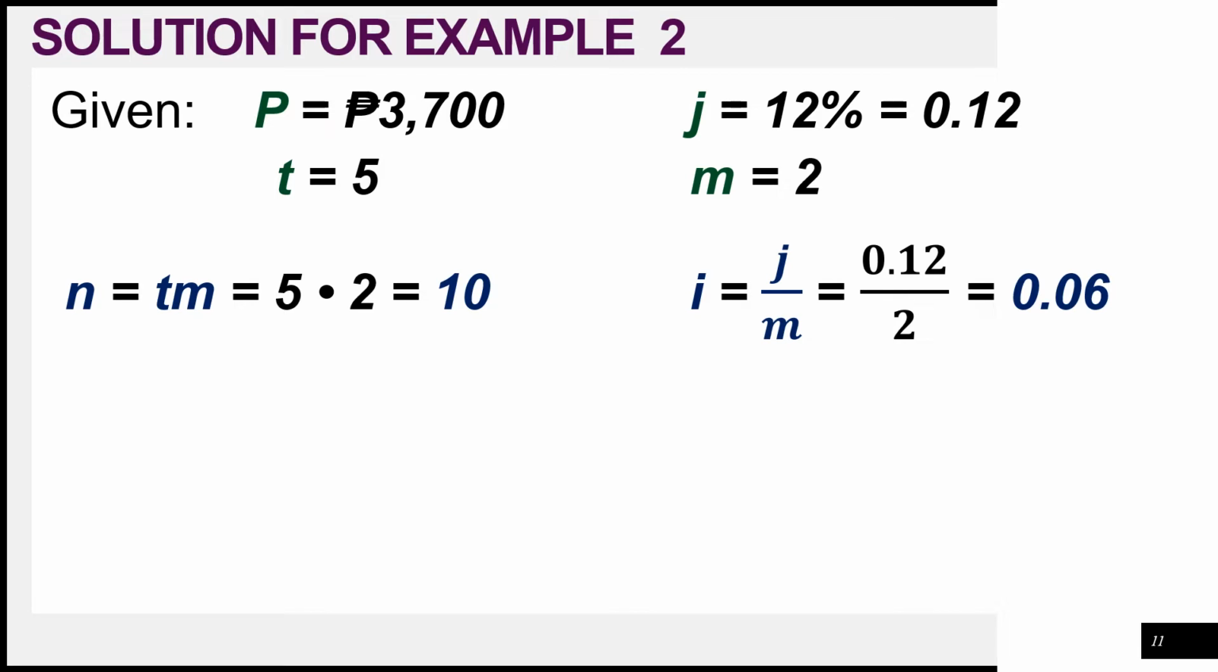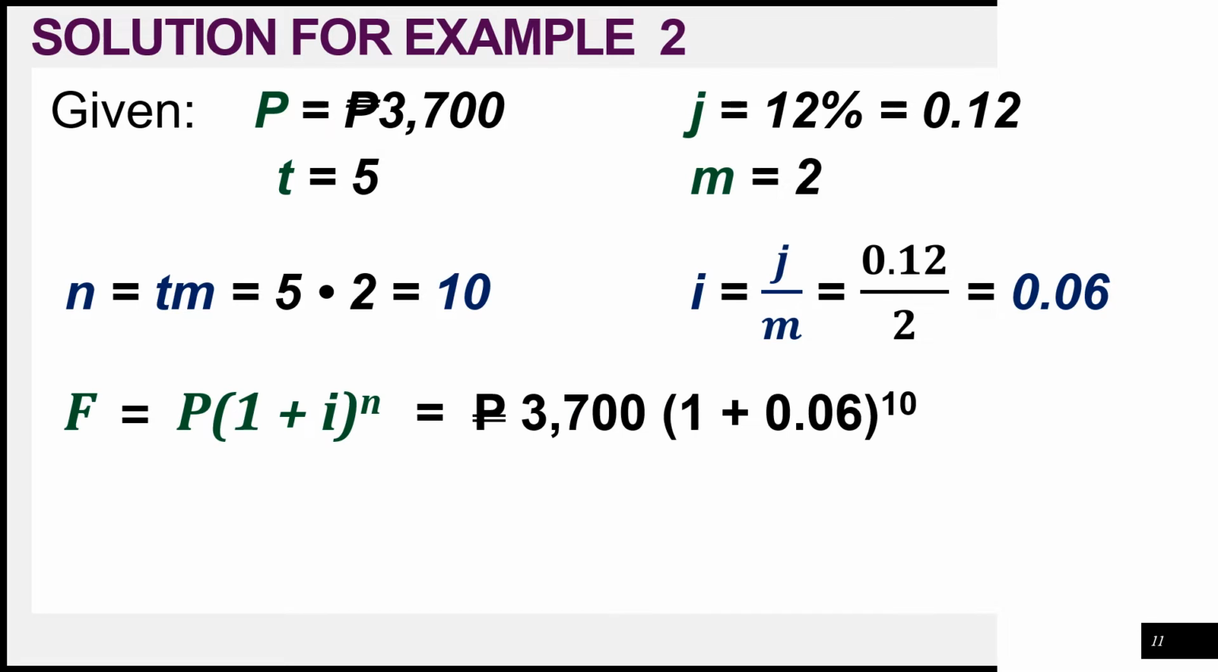And then, getting the value of I, we divide J and M. So we have J is 0.12 and M is 2. So getting the quotient of 0.12 and 2, we get 0.06. Now, having all of this given data, we can now solve for the compound amount, or the future value.